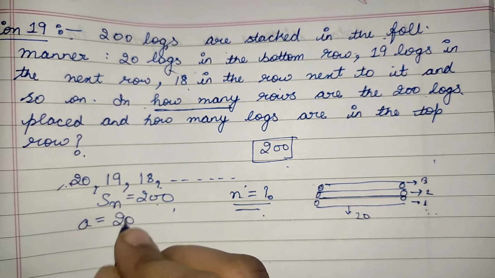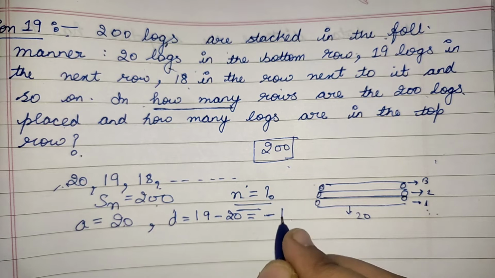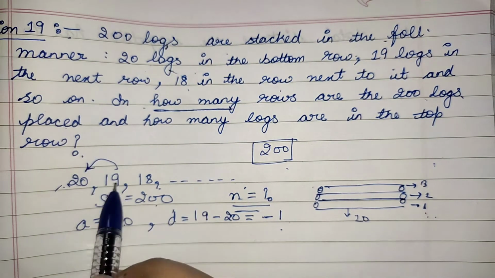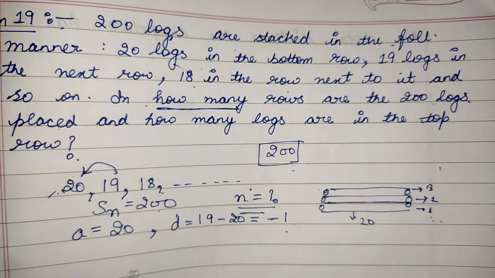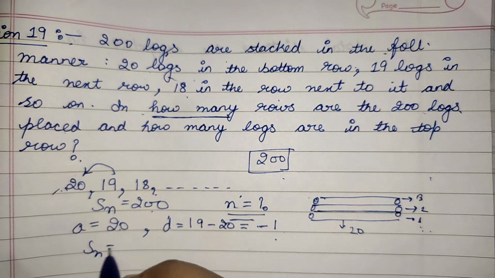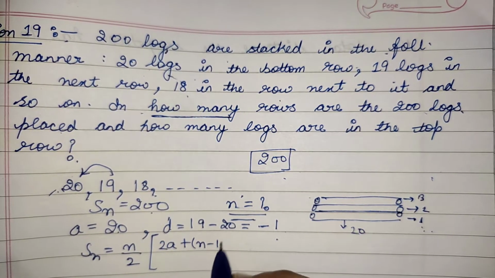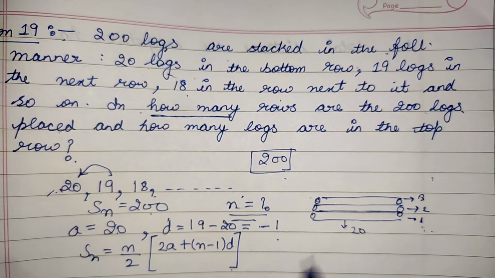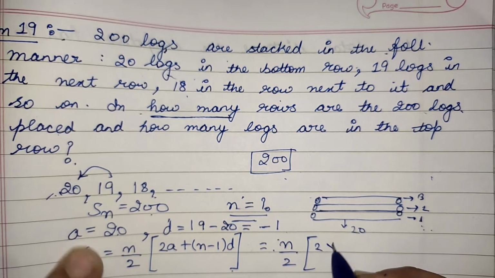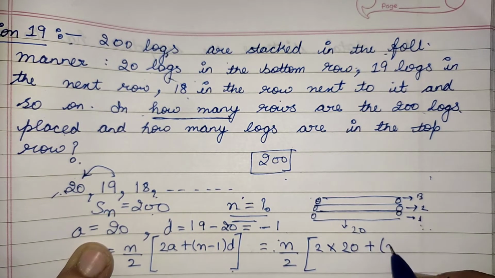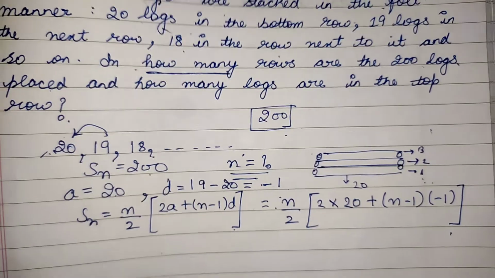a is my 20. d is my 19 minus 20, which is equal to minus 1, because the common difference is always 19 minus 20. So let's put the formula of Sn, which is equal to n by 2 into 2a plus n minus 1 into d. n I have to find out. n by 2 into 2a, where a is my 20, plus n minus 1 into d, where d is my minus 1.